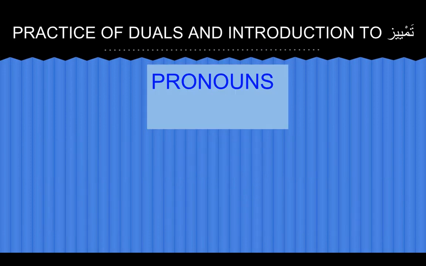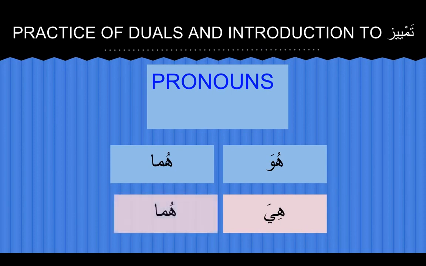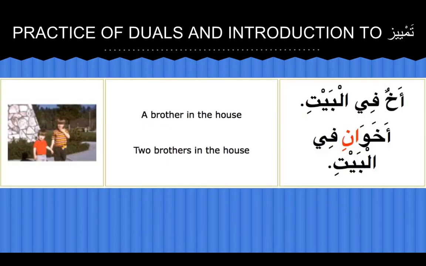And we know about pronouns: huwa, huma, hum. So we'll be using the third person pronouns. Huwa, he; two of them are huma; and hiya, she; and two of them are huma. So these are the pronouns and nouns we'll be using, inshallah. Let's begin with our sentences.